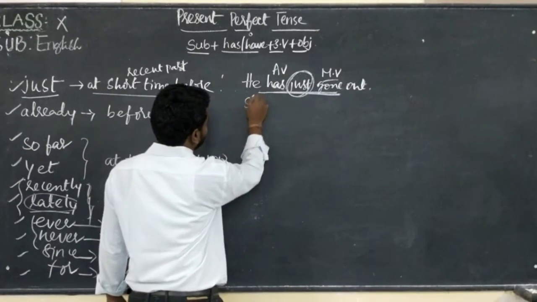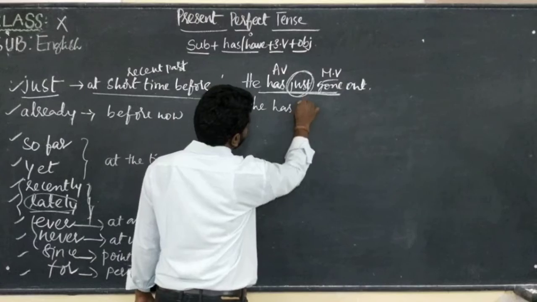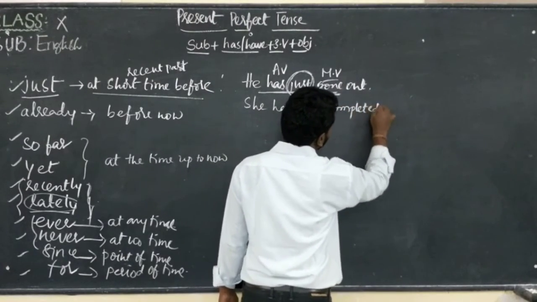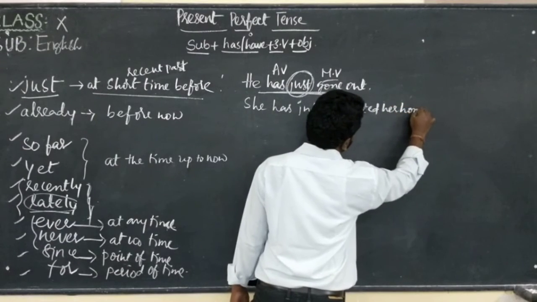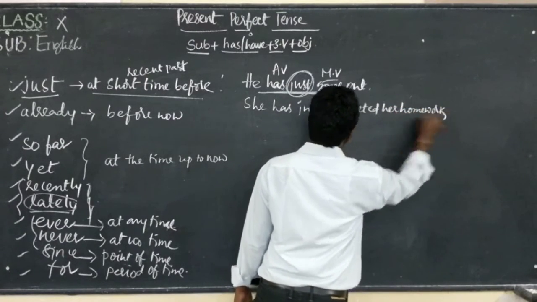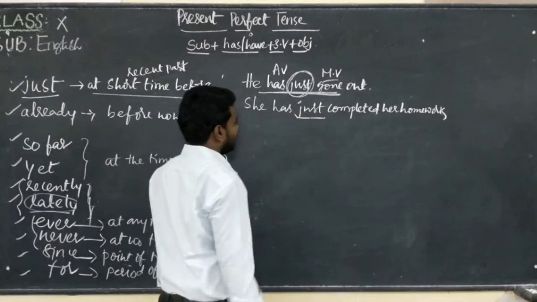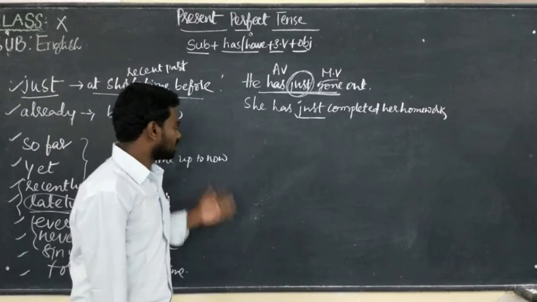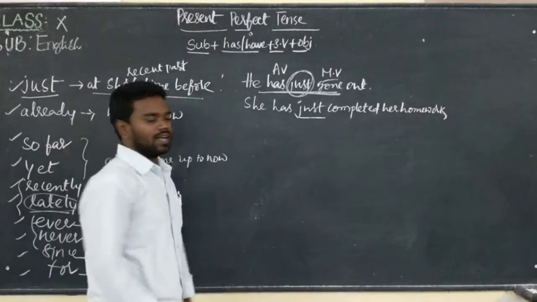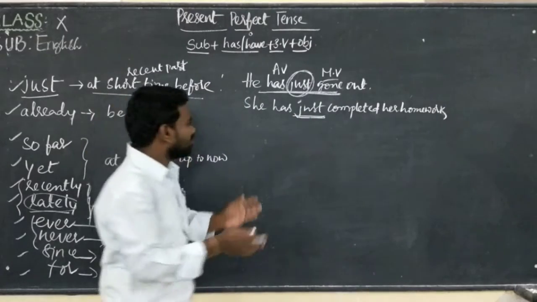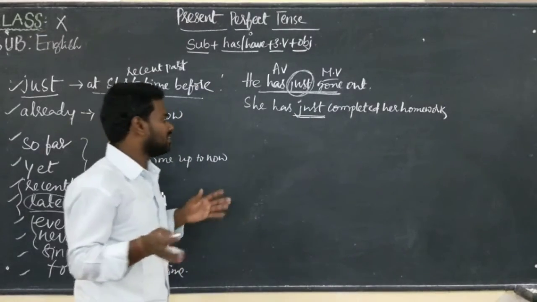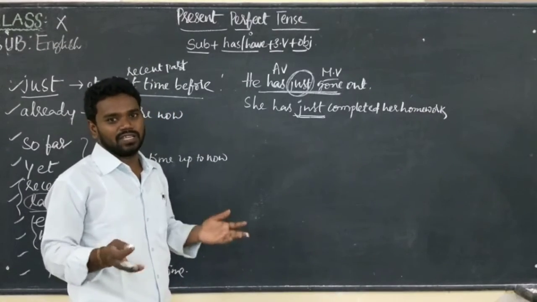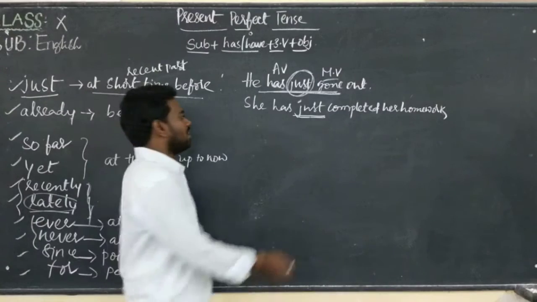Let me give you one more example. She has just completed her homework. When has she completed her homework? She has just completed her homework. Just means a short time before, recently. It has been done recently. Recently she has completed her homework. Now she is free. She can go out and she can play.